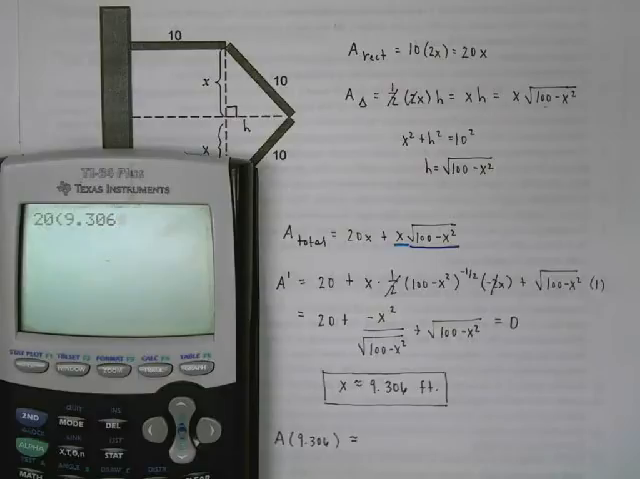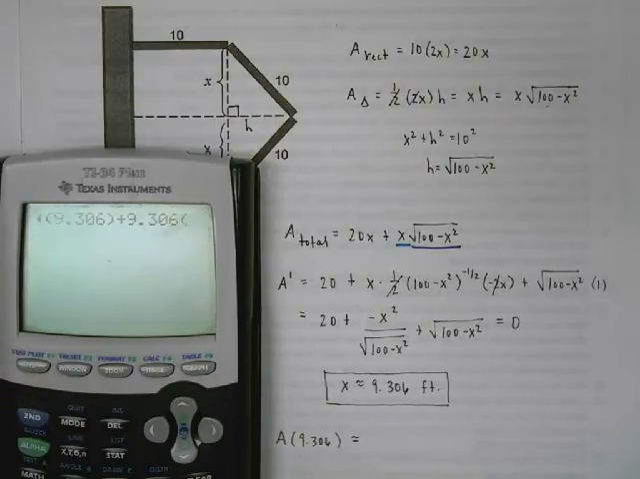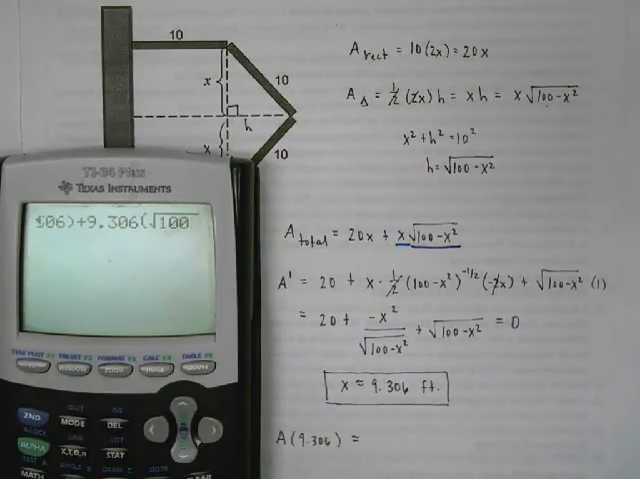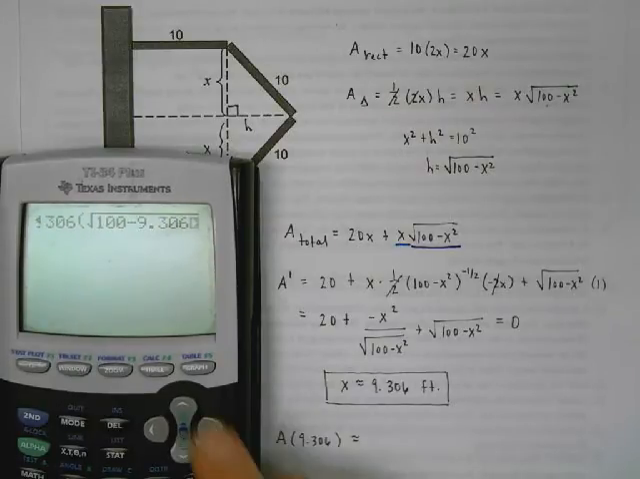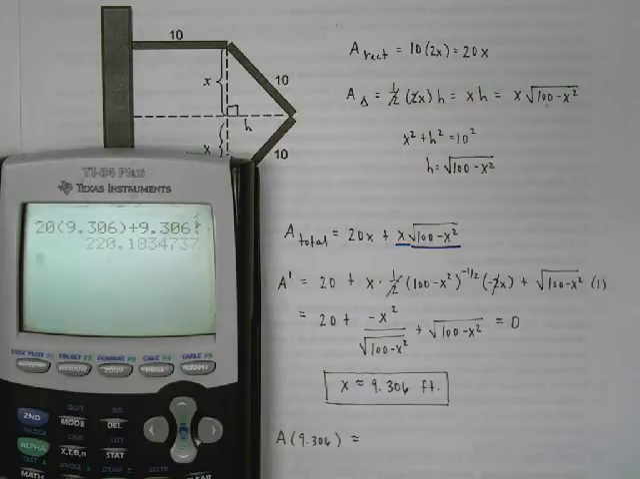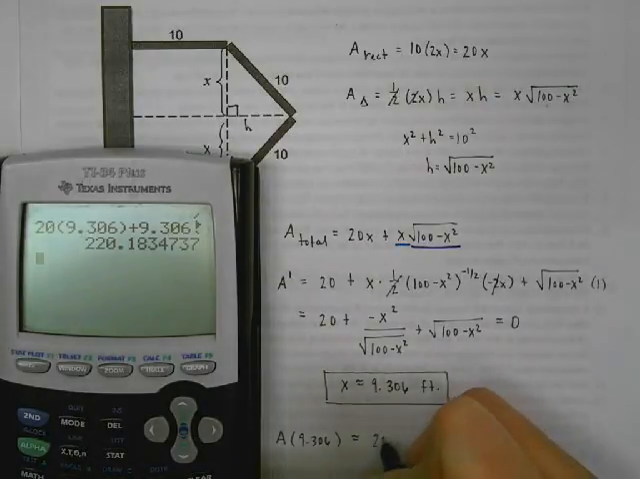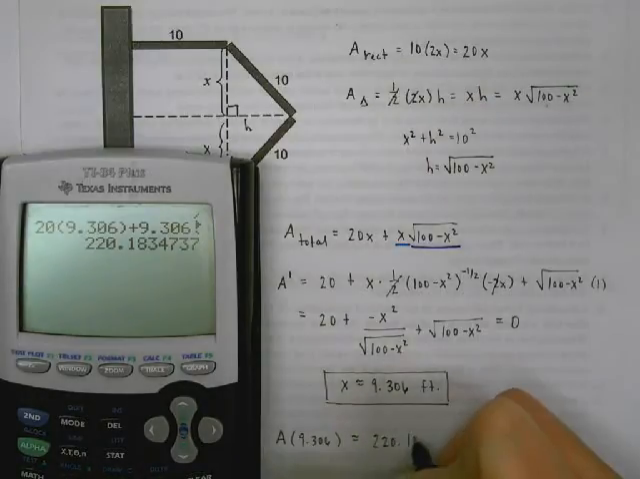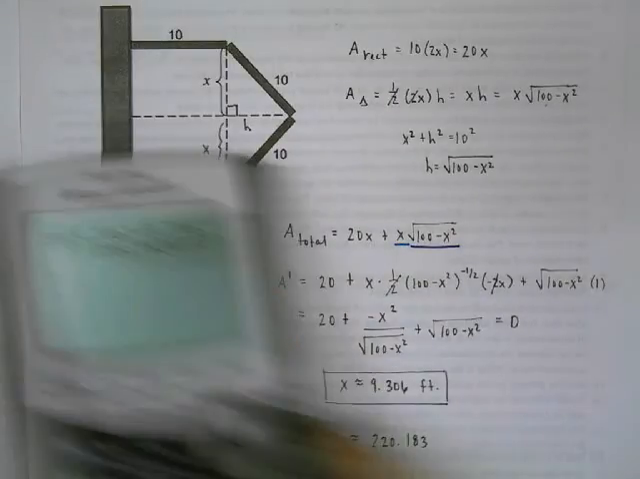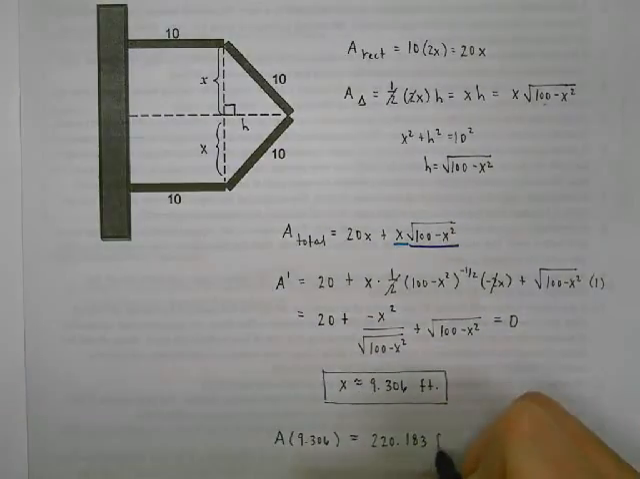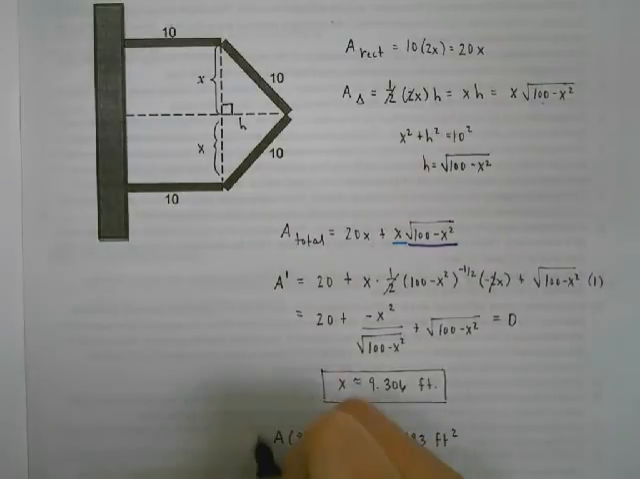Okay, 9.306 plus 9.306 times the square root of 100 minus 9.306 squared. And that gives us an area of 220.183, and this is area, so we know it's square feet.